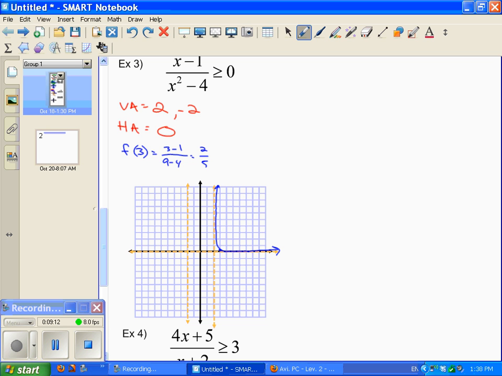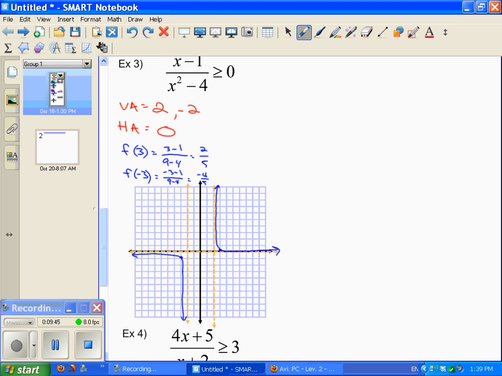All right, negative 3. If I do that, I'm going to get negative 3 minus 1 over 9 minus 4. So I'm going to get negative 4 over 5, so negative 5/4. That's going to put me down here, 4/5. I have a rare form of dyslexia where I flip numbers upside down. It's called reciprolexia. I just made that up.